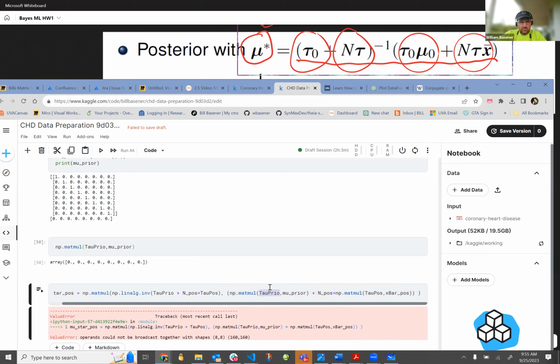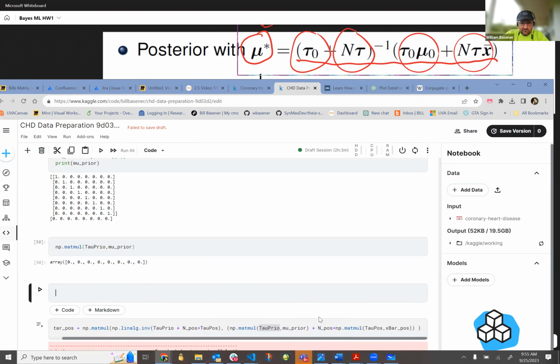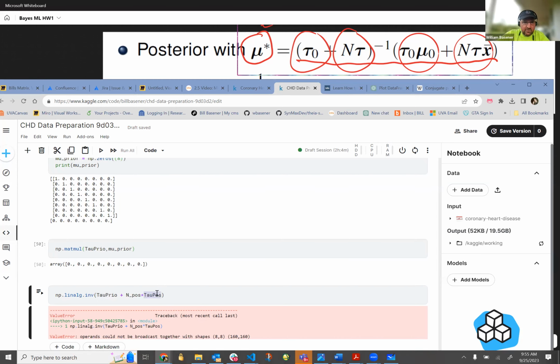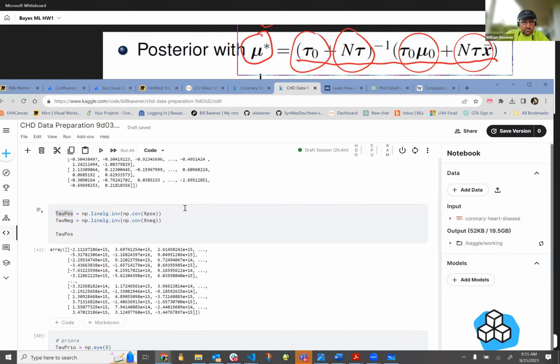So from that, I'm guessing there's something fishy with tau prior in one of these pieces. So let me take a look at that. Okay, so the problem is in this piece here. The tau prior is 8 by 8. The tau positive is this. Okay.